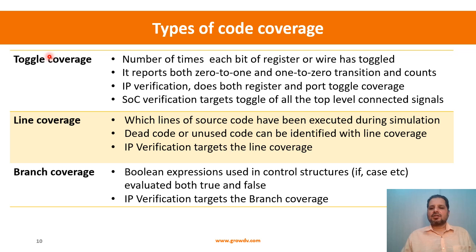So toggle coverage is the only metric that's used by both IP as well as SOC verification, whereas the rest of the code coverage metrics are mainly targeting IP level verification, because when you do IP level verification, you tend to go very deep inside the IP, but when you do SOC verification, you stay at the peripheries of the IP. That is the distinction. So branch coverage is the Boolean expression used in your control structures, such as if, case, etc. It checks whether it has been evaluated both true and false. Again, it's targeted.